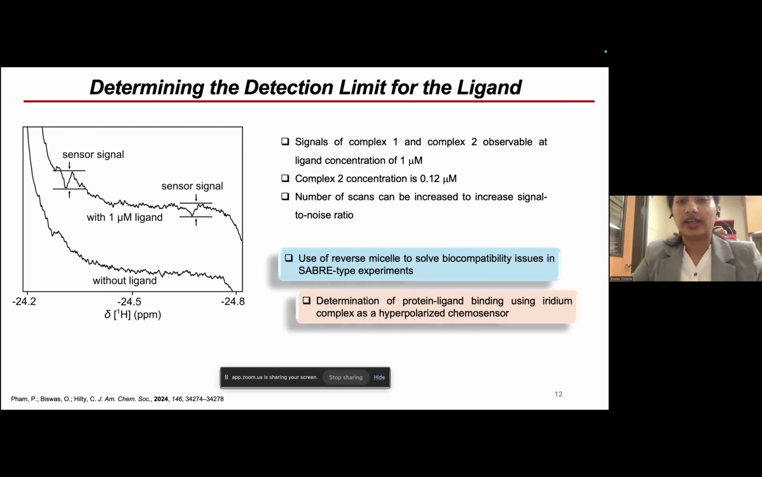I haven't checked a concentration lower than that, but here the hydride signals were three orders of magnitude enhanced, and that's why we could see such a low concentration of complex 2, which was observed in this case. Great.